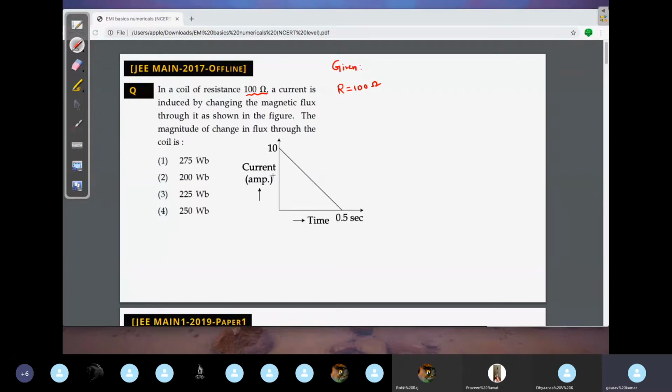So actually the current is changing. The current will produce a magnetic field and hence the magnetic flux will also change. They're asking you what is the flux change. Delta phi is the flux change. Delta phi B, magnetic flux, equals what? This is the question.